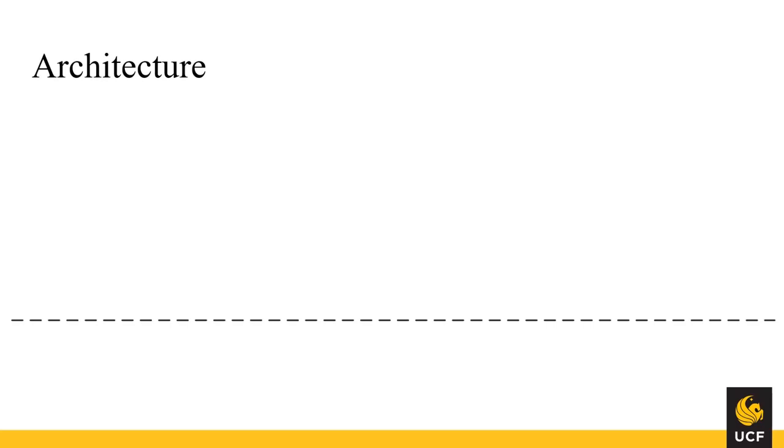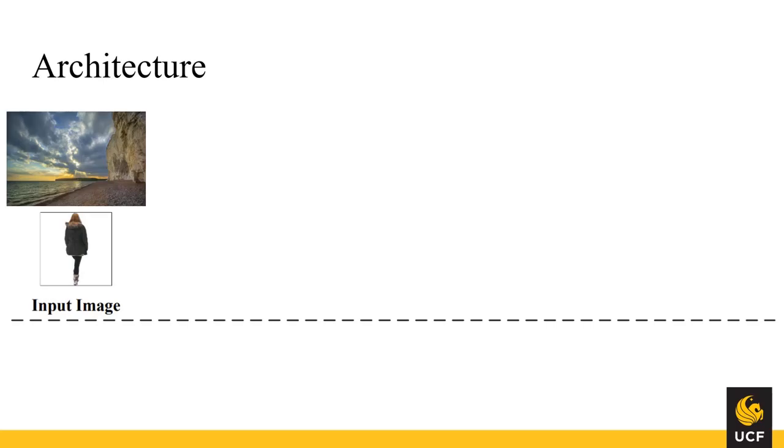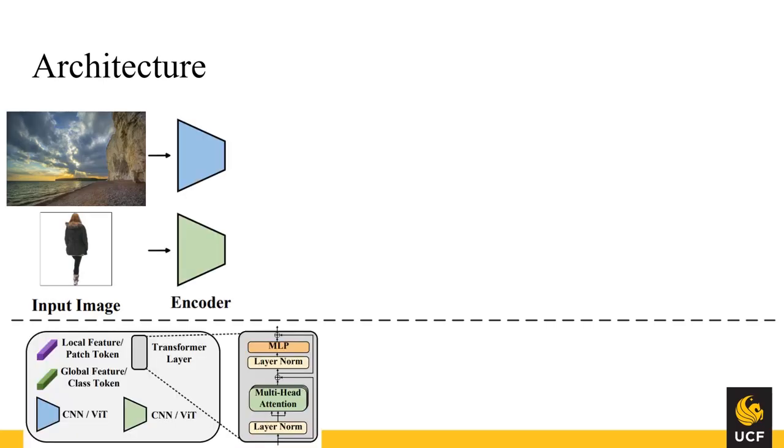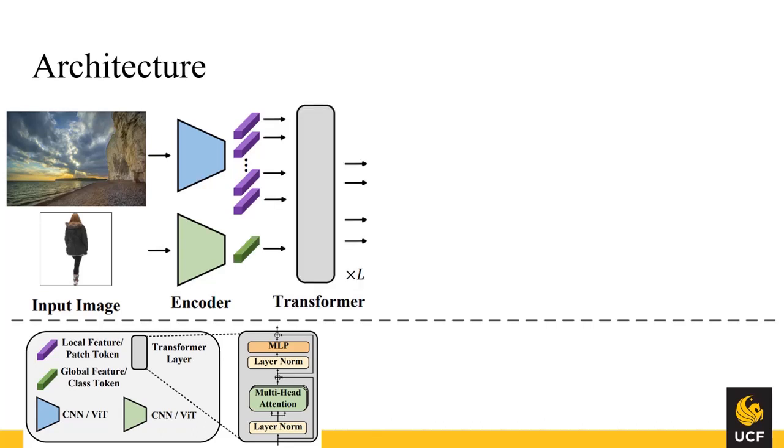As for the architecture, we use the background and foreground image as input. We put them into two different encoders, which could be CNN or Vision Transformer. We combine the local feature of the background image and the global feature of the foreground image. Then we use another transformer to learn the correlation between them, and the output tokens are fed into a decoder.